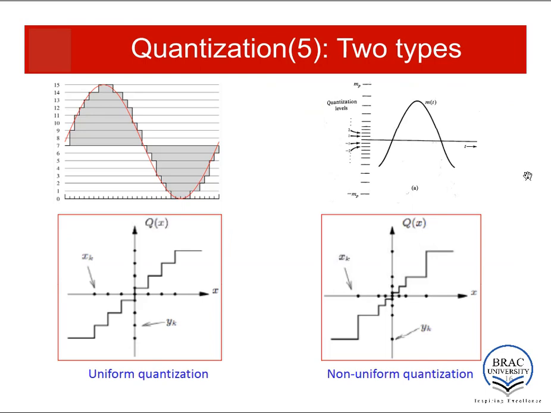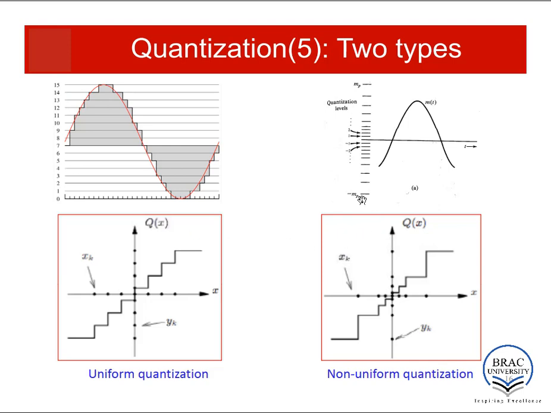We have already talked about different classifications of quantization. Let's say rounding type, truncation type. We have also talked about mid-rise type and mid-tread type. Another classification of quantization is uniform and non-uniform quantization. In uniform quantization, all the quantization levels are equally spaced. You can see the spacing between the quantization levels is exactly the same, or the quantization step is fixed.